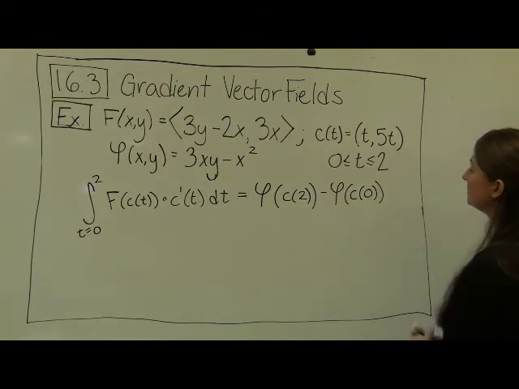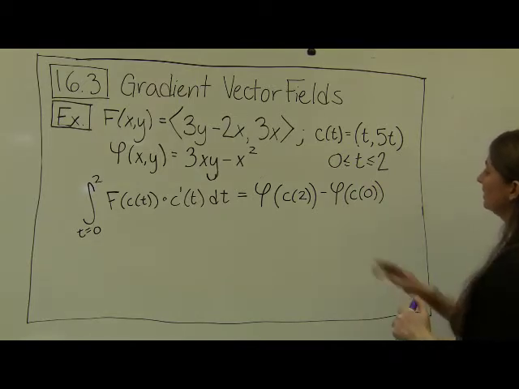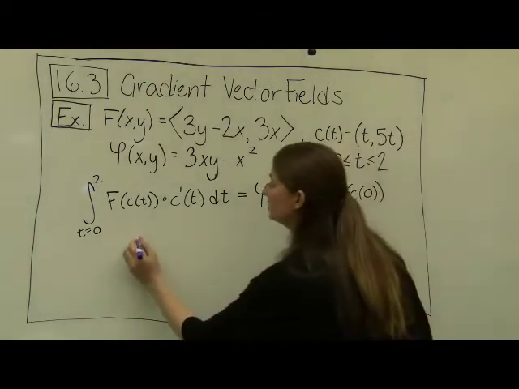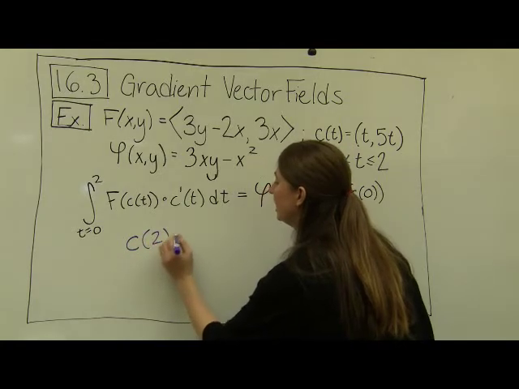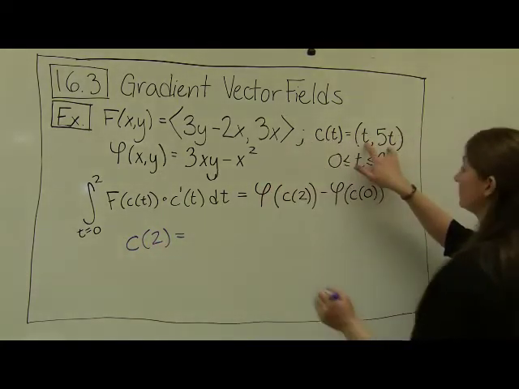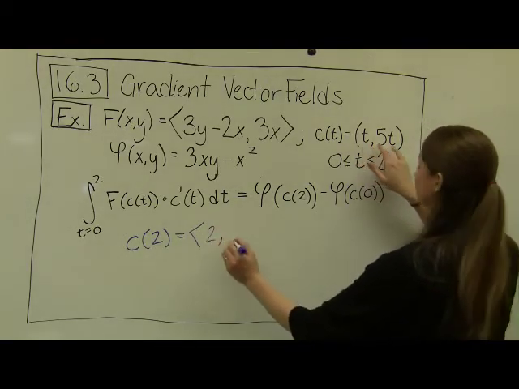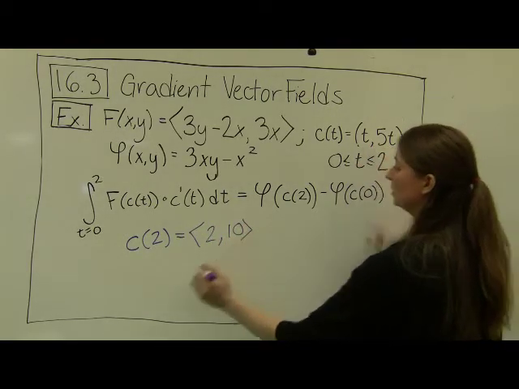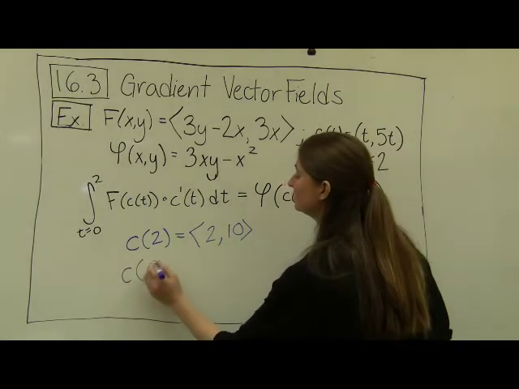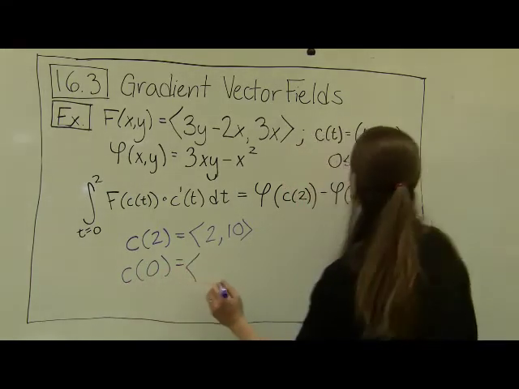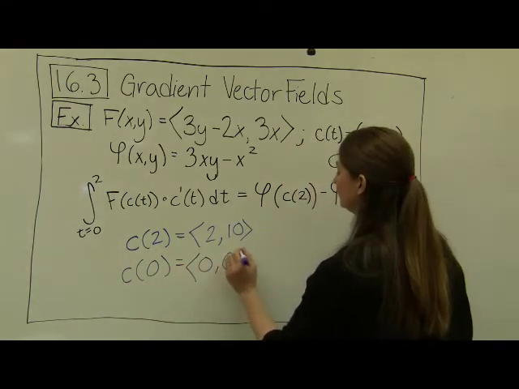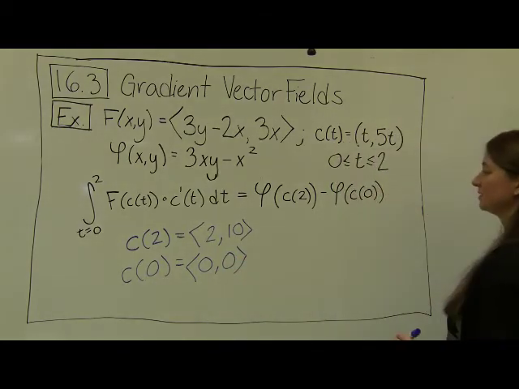So let's do a little bit of scratch work to find this out. So let's first find out what is c of 2. I'm plugging in 2 for t for this function, and I see that I get 2 in the first component and 10 in the second component. While I'm at it, I'll go ahead and compute c of 0. And I get 0 in both components. It's sort of a boring one, but that's okay.